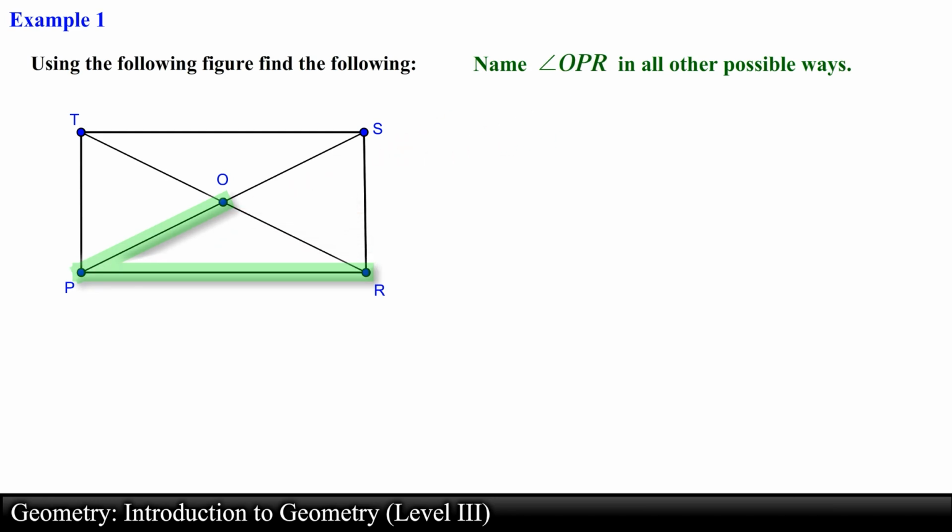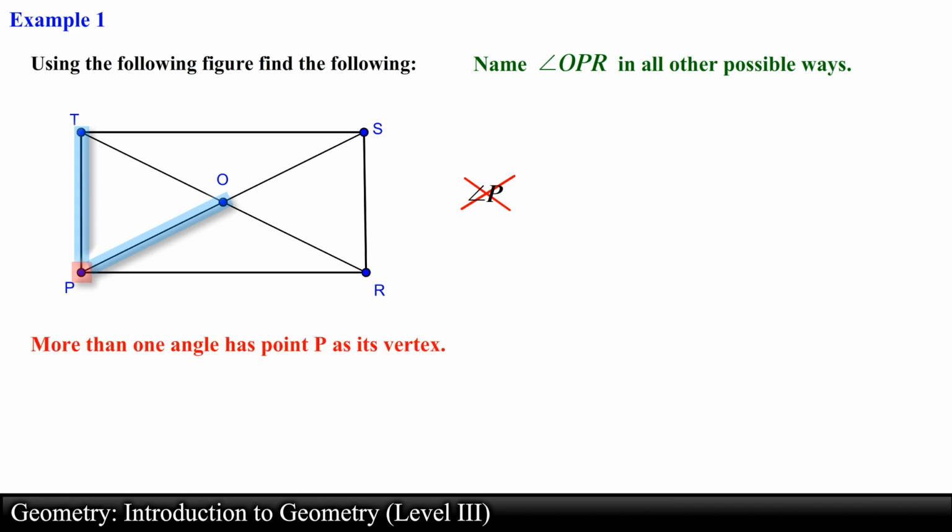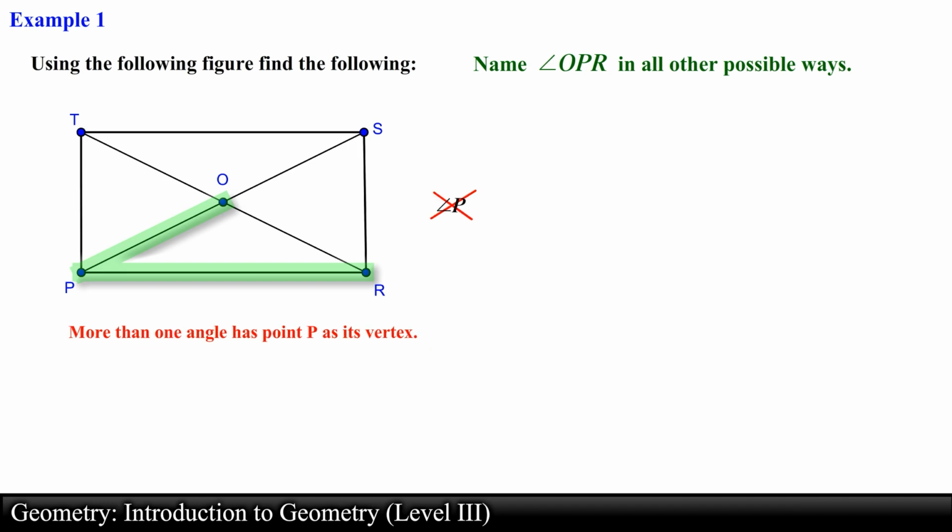Now, you might be tempted to use vertex P and name this angle as angle P. Unfortunately, this would be incorrect, since point P is also the vertex of another angle, specifically this one. So we can't name angle OPR as angle P, since this point is also the vertex of another angle. This would be confusing to someone who is trying to locate angle OPR. In an effort to avoid any confusion, we need to name this angle in other ways. One alternative way we can name this angle is by reversing the order of the points and name it as angle RPO, making sure we denote the vertex P in the middle.